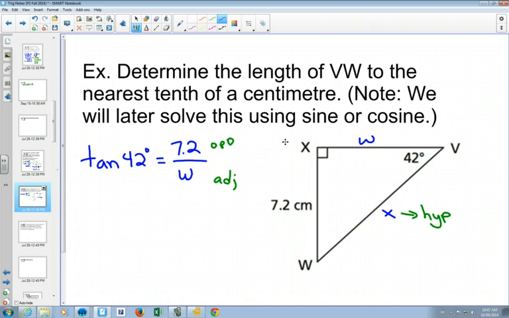Do I want to find W? No, I want to find x. But right now with tan, the only thing I could find is W. Now how do you deal with a fraction when the W is on the bottom? How do you solve?